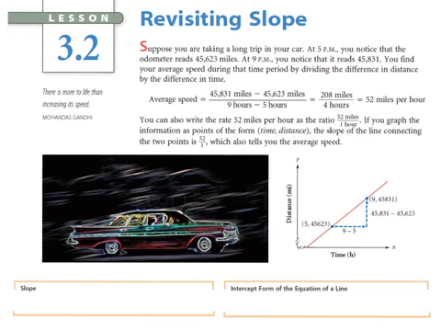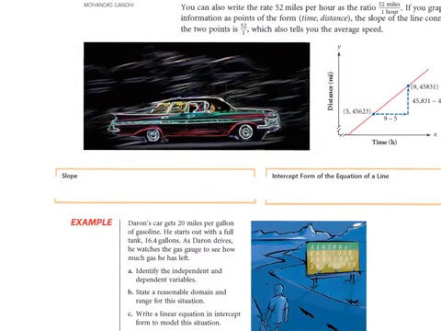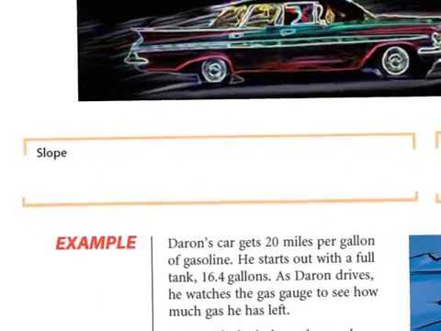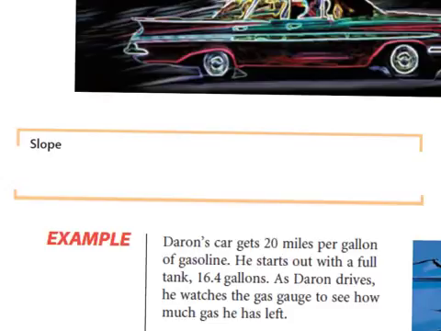So, just as a reminder, in our slope equation, we always want the change in y over the change in x. And the way we find the change in y is y2 minus y1, and our change in x is x2 minus x1.